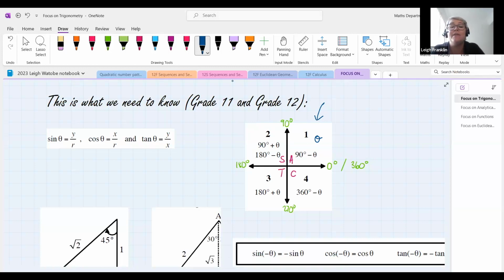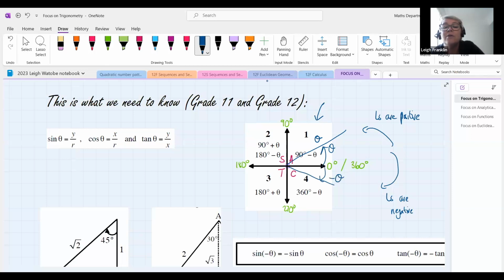Now, the reason that we have these is because we are talking about a terminal arm that's anchored in the origin and that swings around the Cartesian plane in an anti-clockwise direction. When we go in this direction, angles are positive. When we go in the opposite direction, that's where we get negative angles from. Angles are negative. So if I come to rest over here and I say that that is theta, then that is negative theta because I've gone in the opposite direction. That's why angles could be positive or negative. We are talking about directions.